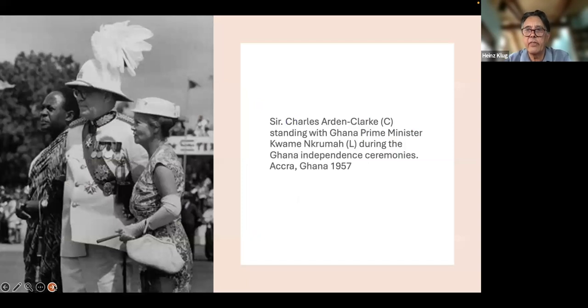And of course, what's important here is that we get independence. So the African states start getting independence. There's a famous photo from the first moment of independence in Sub-Saharan Africa, with Kwame Nkrumah standing next to Charles Arden-Clarke at the Ghanaian independence ceremonies in 1957. Next slide.